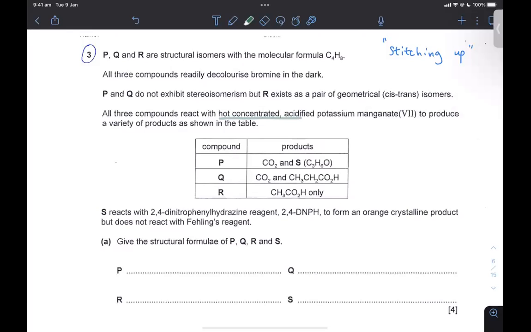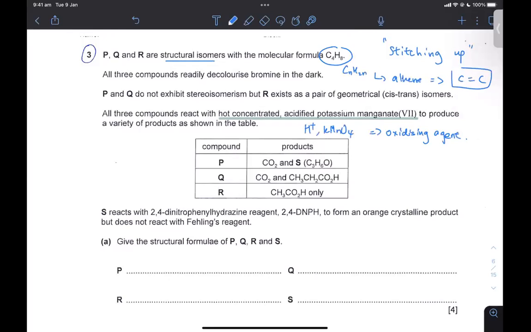Now, this one is hot concentrated acidified KMnO4. First of all, you know H plus and KMnO4, that is going to be an oxidizing agent. Now, what do we have here? We have these structural isomers with this molecular formula, C4H8, CnH2n. That should remind you of something called alkene. Alkene has a carbon-carbon double bond. Carbon-carbon double bond, oxidizing agent. Have you done that before? Oxidizing agent does oxidation. You react this with alkene, so we are doing oxidation of alkene.